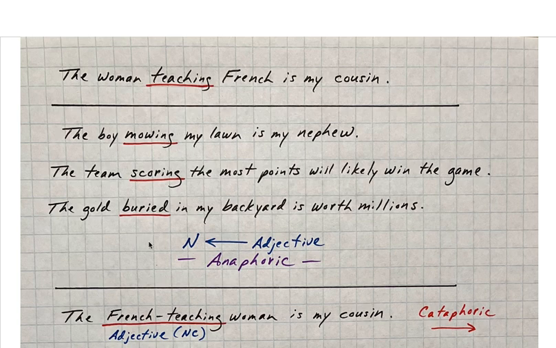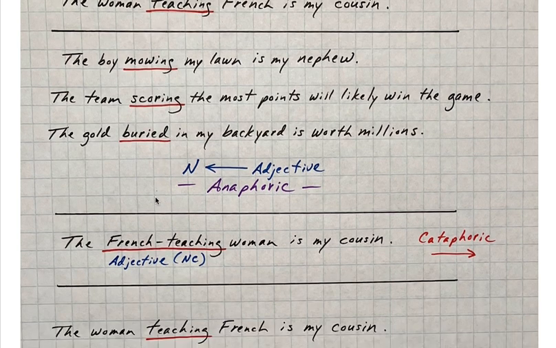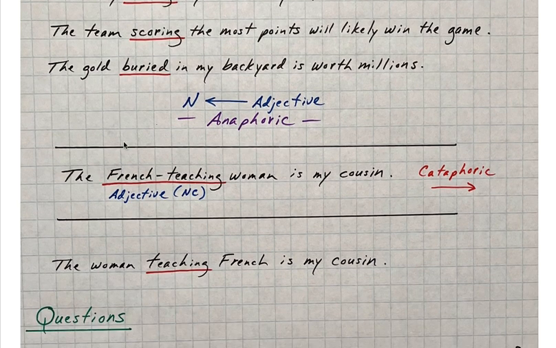Does it work? Okay, you have a noun and an adjective, and that adjective is modifying backwards, so we would call that anaphoric. Now, you could cheat. When you're analyzing and studying, you can cheat. You can say, oh, I can fix that. I'll just say, the French teaching woman is my cousin, and I'll fix that.